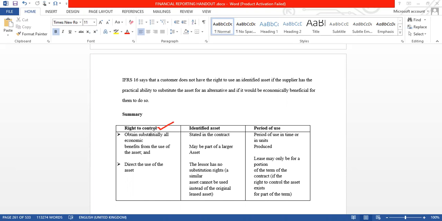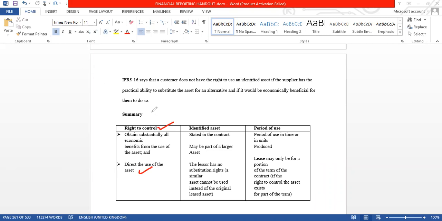Right to control the use of the asset. In this, we are trying to say that you obtain substantially all the economic benefit from the use of the asset. So you are the one that controls the use and you are the beneficiary of the economic resources embodying the asset. And you need to have a direct use of the asset, and that symbolizes your control. So herein is the recognition aspect.